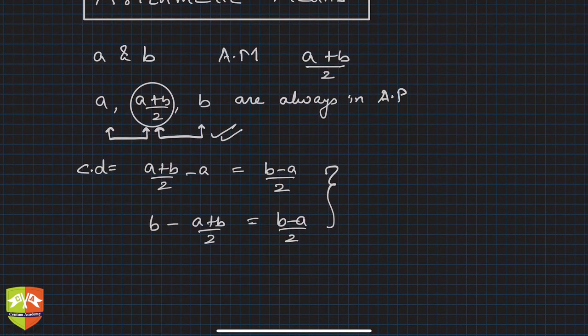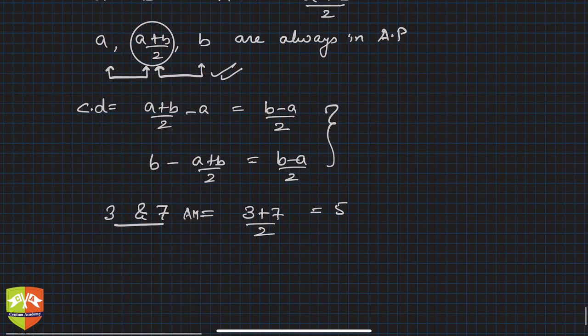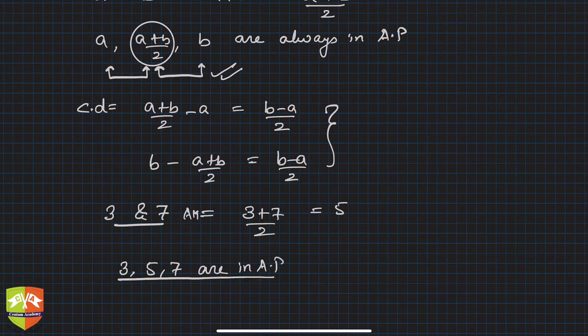So let's say if you have 3 and 7, so the arithmetic mean will be how much? 3 plus 7 by 2. So AM is (3 plus 7) by 2, which is 5. Now 5 is exactly in the middle location of 3 and 7. So 3, 5 and 7 are in AP. These are always in AP. So 5 is equidistant from 3 and 7, right? So this is the concept of arithmetic mean.